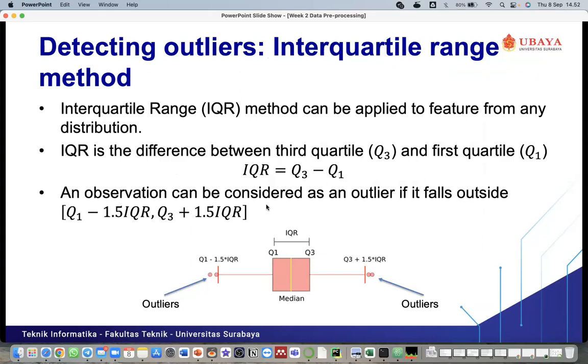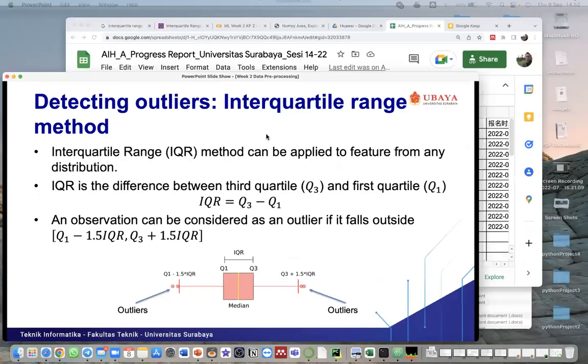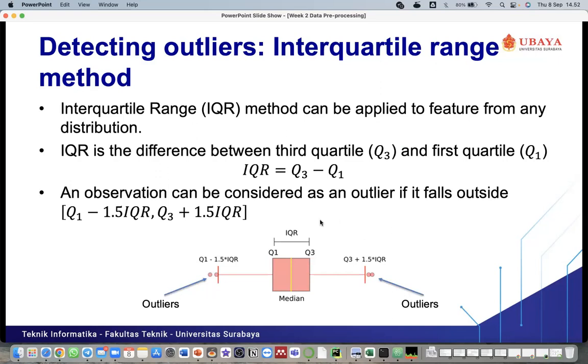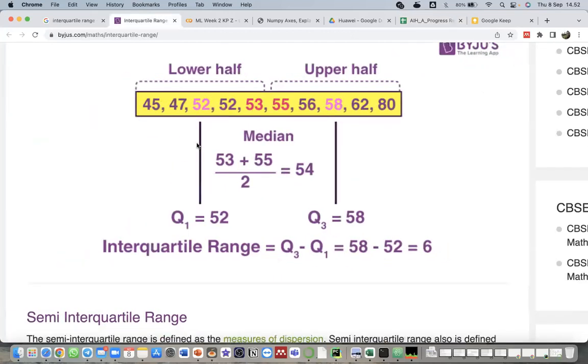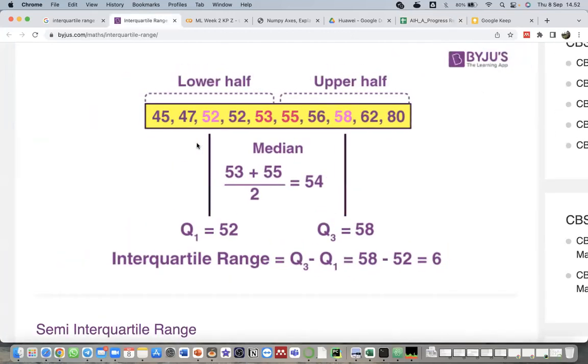Yeah, so the IQR is the difference between the third quartile and the first quartile. I think there is no equation for Q3 and Q1, so I will open from the block. I think this one is a good example to represent quartile 1 and quartile 3. So we need to sort our data first. For example, this one we have 45, 47 until 80. Then this one is the sorted data that we have.